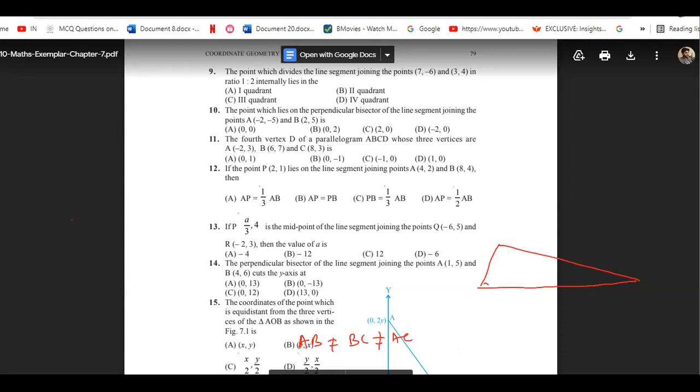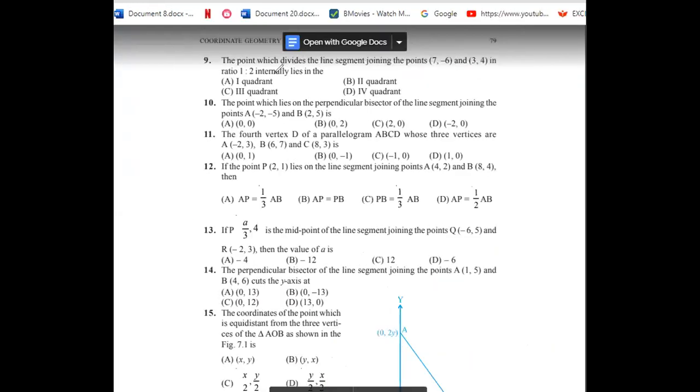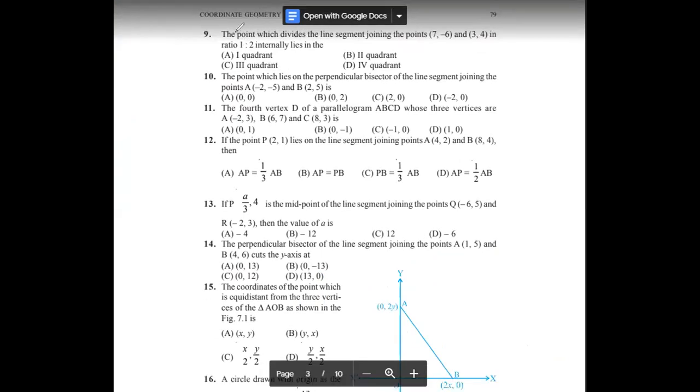It is being given to you. Okay. So we have this one. The points which divide the line segment, this and this, internally, it is being given to lie in the quadrants. Means simply you have to find out the quadrants.